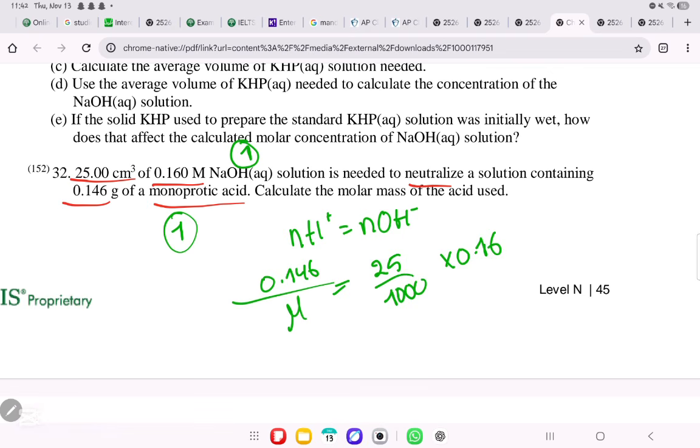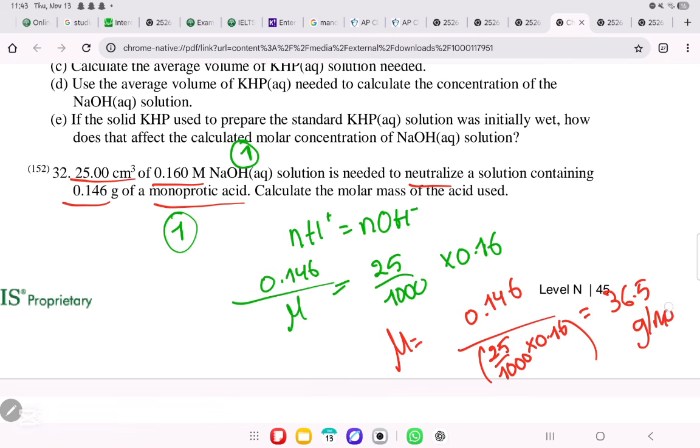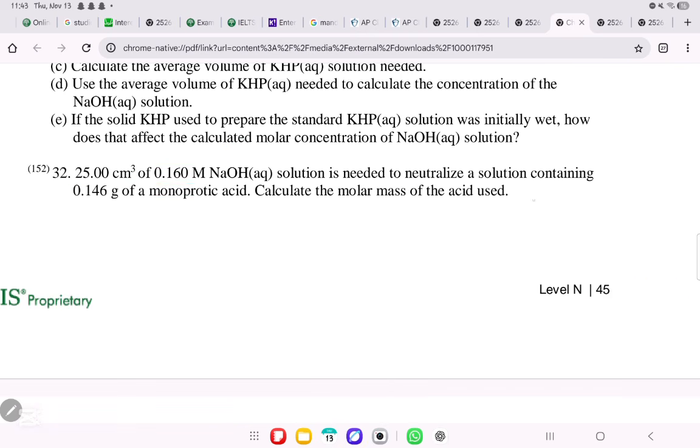So what does this mean? The molar mass is the mass, 0.146, divided by 25 over 1,000 times 0.16. This would give me my answer to be 36.5 grams per mole. Don't forget grams per mole. We'll move on to question 33.